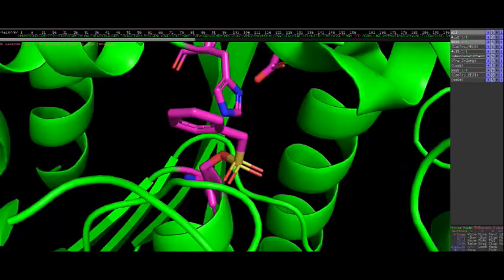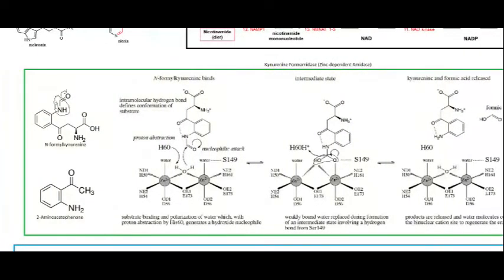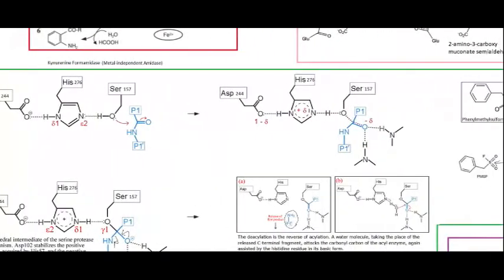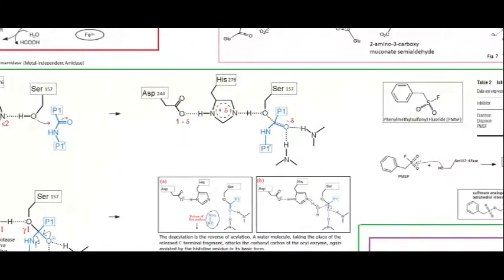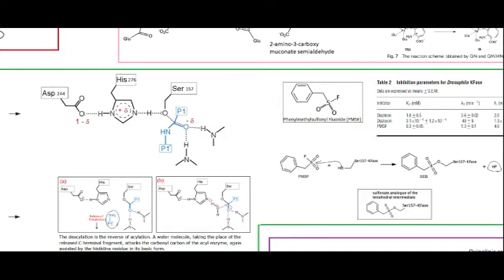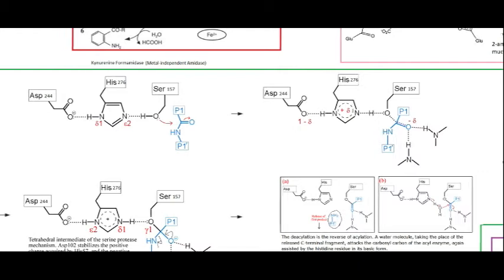And that would be similar to how our N-formyl kynurenine would actually be bound to it. It would be bound to it on this carbon right here. But it's still similar, but instead of binding to a carbon double bound oxygen, it's binding to a sulfur double bound to oxygen. But anyway, that is the mechanism for the kynurenine formamidase, the metal-independent amidase.